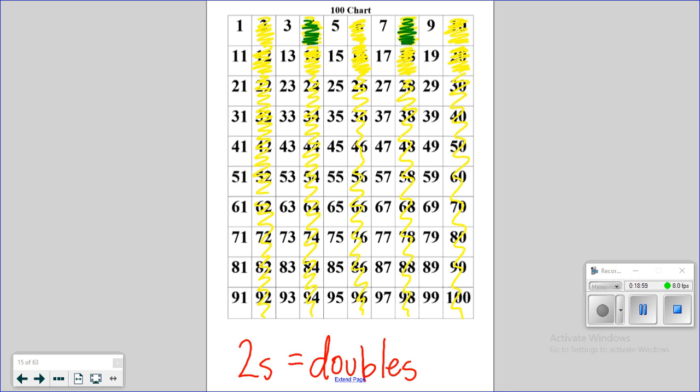Another way you can do it is see where we left off on 8. I'm going to count 4 more. Ready? 1, 2, 3, 4. I landed on number 12.